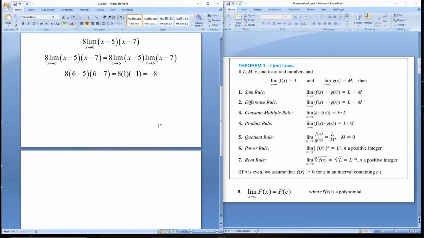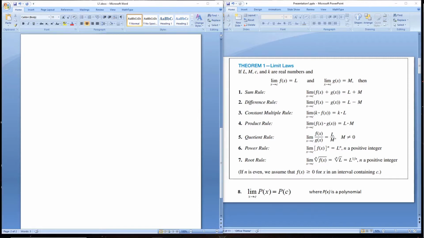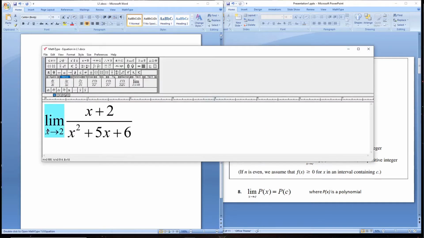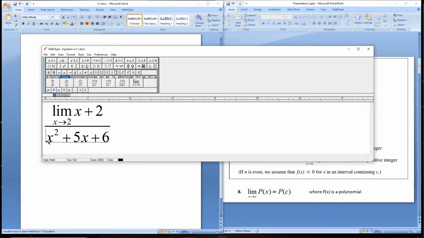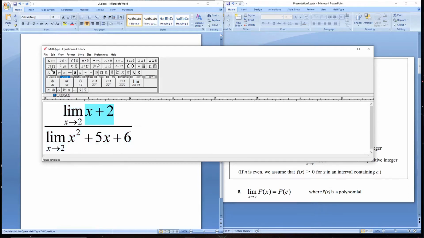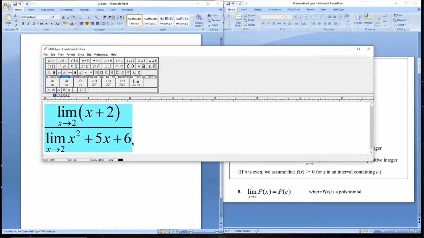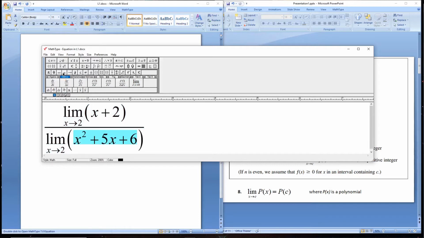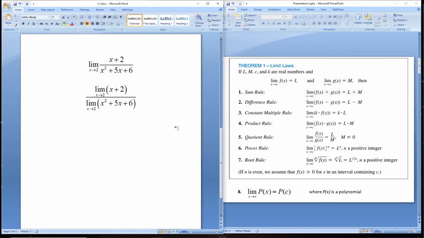Check out another one. So here we have a quotient. And what can we do with a quotient? Well, we would go to property 5, the quotient rule. And that says that we can pass the limit along to the numerator and the denominator. So we can take the limit and pass it along to the numerator and the denominator. And that's property 5.